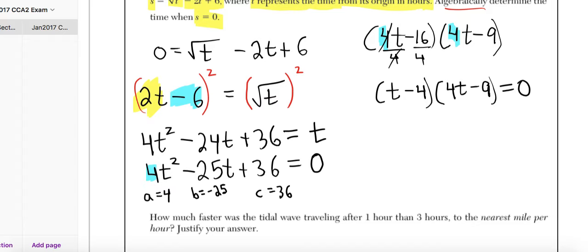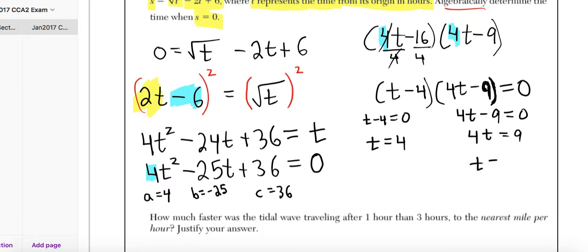I guess it's a different version of the borrow payback method. I just find it to be more direct. If you were to solve it without dividing out the GCF, you get the same answer. But anyway, if we solve t minus 4 equals 0, we're going to get t equals 4. If we solve 4t minus 9 equals 0, we add 9 to both sides, we get 4t equals 9. Then we divide by 4 and we get t equals 9 over 4.